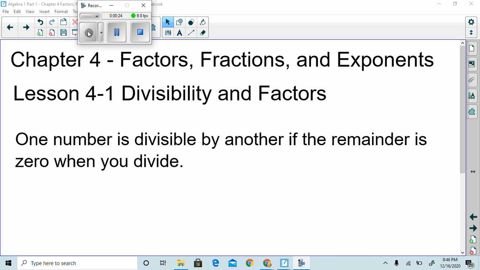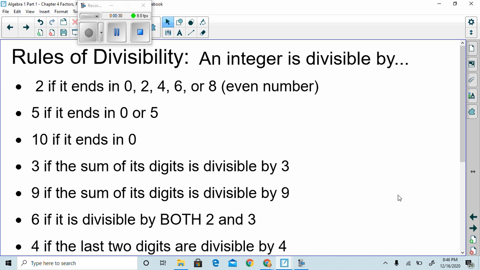One number is divisible by another if the remainder is 0 when you divide. And I put together this chart, and hopefully it's in your notes, but we'll go over these. The rules of divisibility. An integer is divisible by 2 if it ends in 0, 2, 4, 6, or 8, which means it's divisible by 2 if it's an even number.